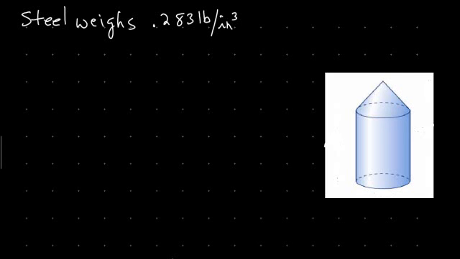So in this picture we're given that the width of the base down here is 2.25 inches, and we're given that the height of the cylinder is 4.5 inches, and the height of the cone is 1.5 inches.